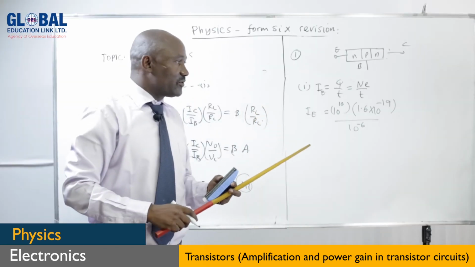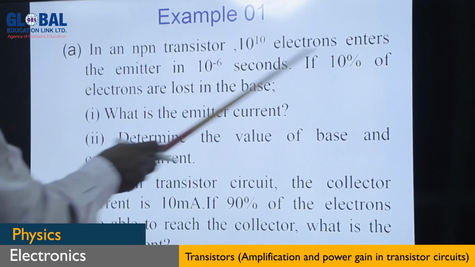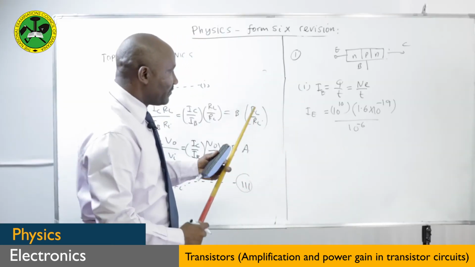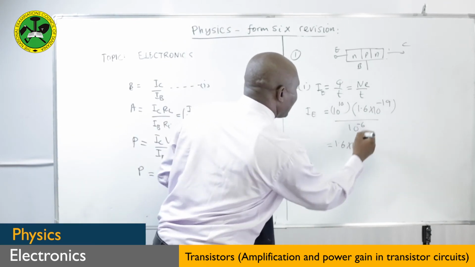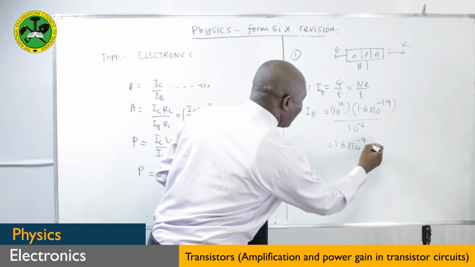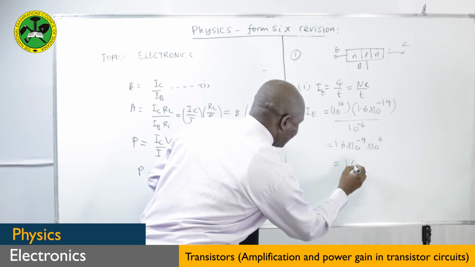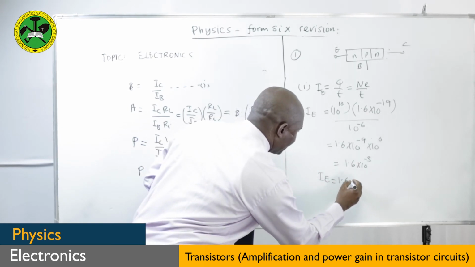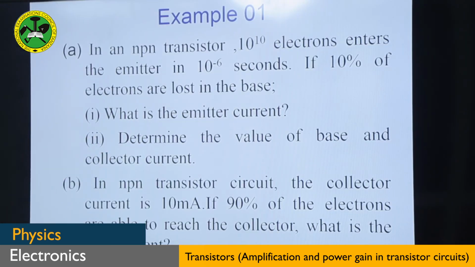Very interesting. So it means we may be given a question which is not direct. You should know from this statement, when the electrons enter in 6 seconds, that you can find the current. And if you simplify here, this will be 1.6 times 10 power -9 over 10 power -6, which is 1.6 times 10 power -3. So the emitter current here is 1.6 milliampere. So you are told to find the emitter current. Very simple. You get the values from the information given.